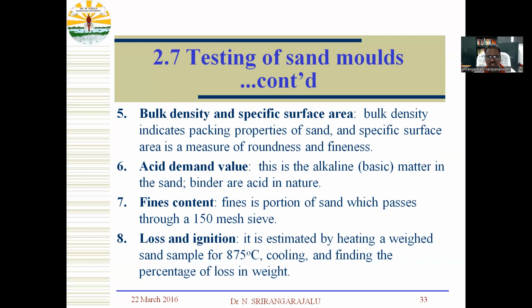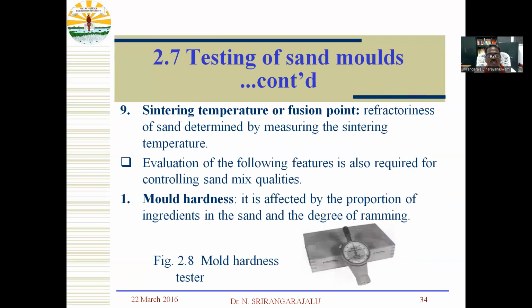Loss on ignition. It is an estimation by heating a weighed sand sample to 875 degrees centigrade, cooling, and finding the percentage of loss in weight. So sintering temperature or fusion point: the refractoriness of sand is determined by measuring the sintering temperature. Evaluation of the following features is also required for controlling sand mix qualities.